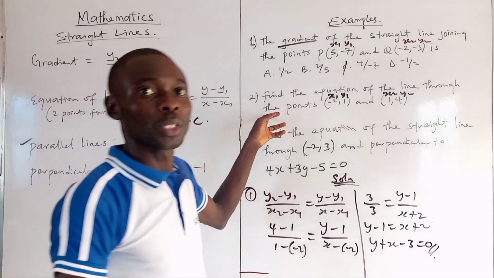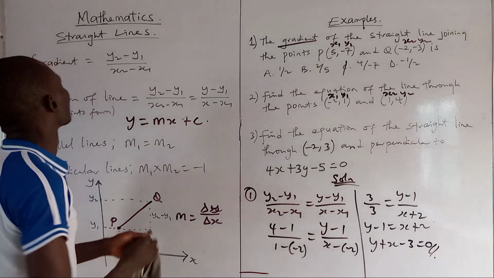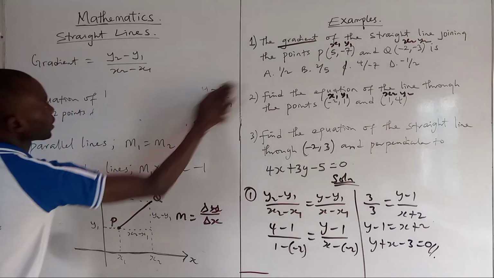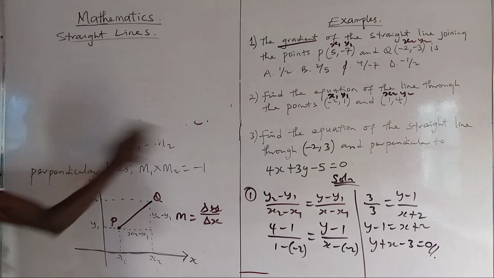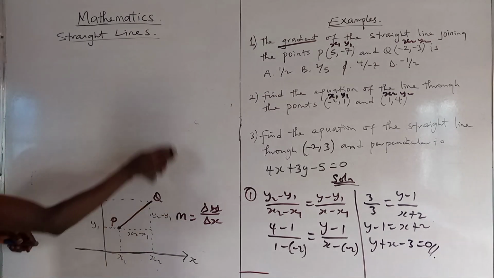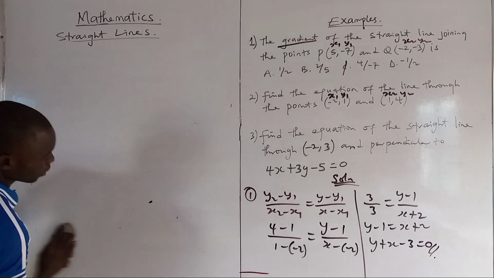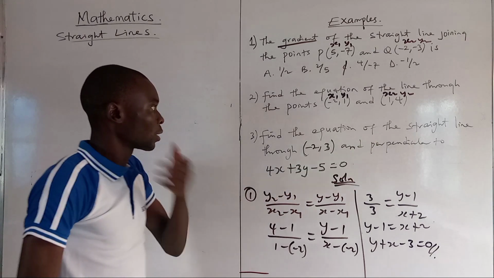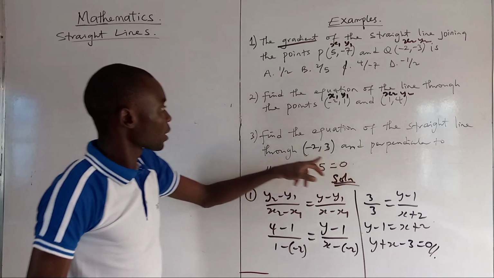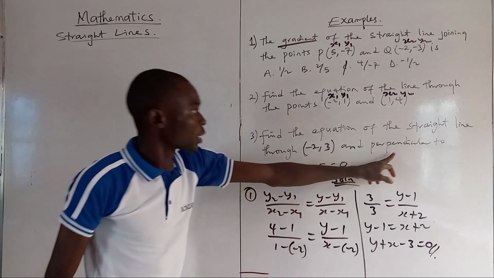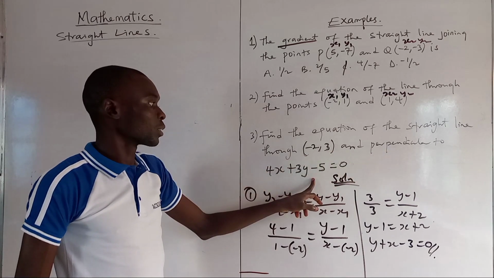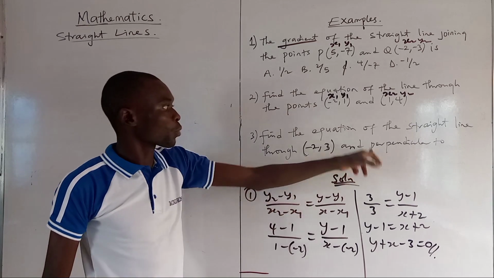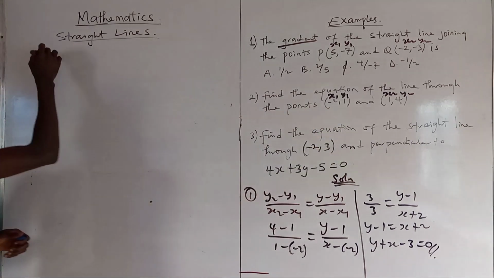Let's now move on to the third question. Talking about the third question, let's solve that here. The third question is focusing on two different lines. The first line passes through these points, while the second line has this equation, and the second line is perpendicular to the first.